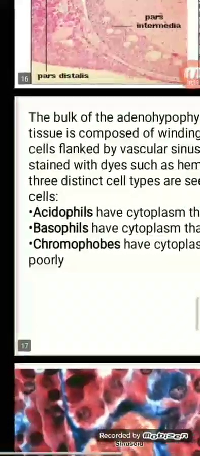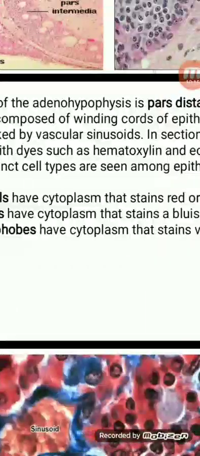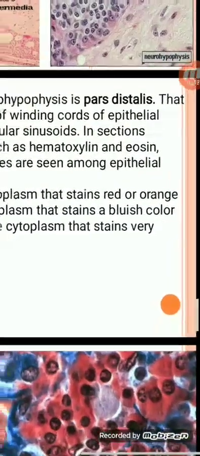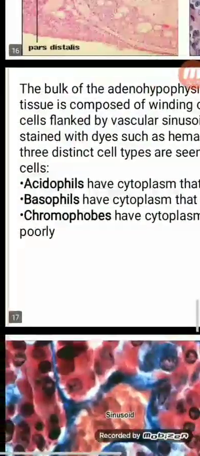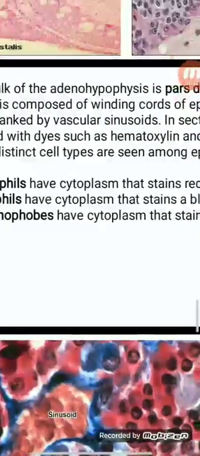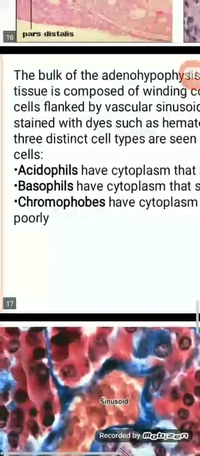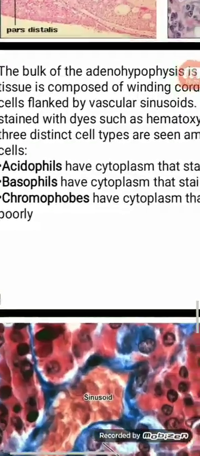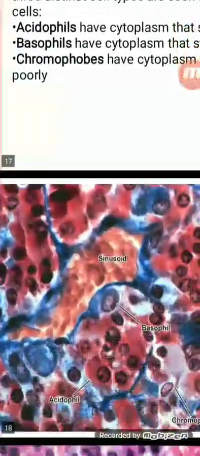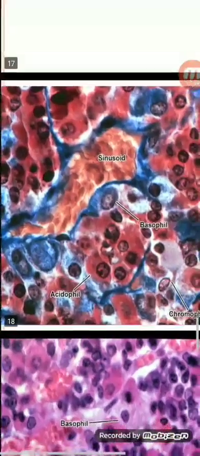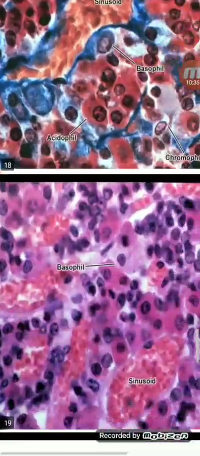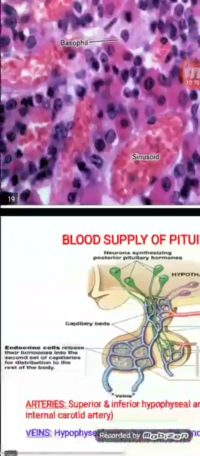So you see these cells: acidophil cells have cytoplasm that stains red or orange, basophil cells have cytoplasm that stains blue in color, and chromophobes have cytoplasm that stains very poorly. Take a look at these cells. This is the histology of the pituitary gland.